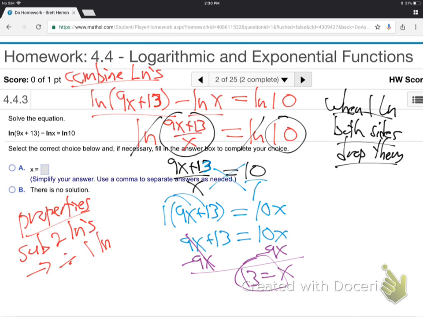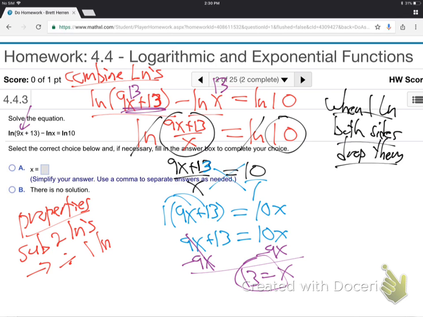Oh, we got to check it, huh? If you go back and you put 13 into the original, is 9 times 13 plus 13. What is that? I have no idea, but it's not negative. It's not 0. Do you guys understand what I'm saying? And how about here? Well, it's just a natural log 13. It's not negative. It's not 0.